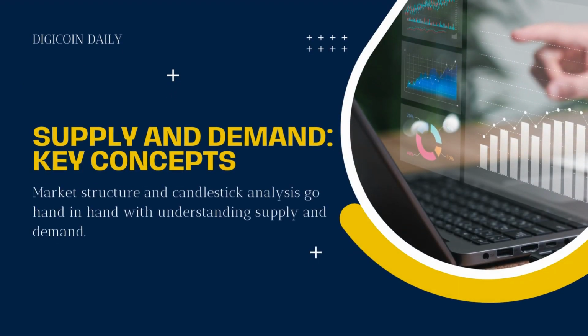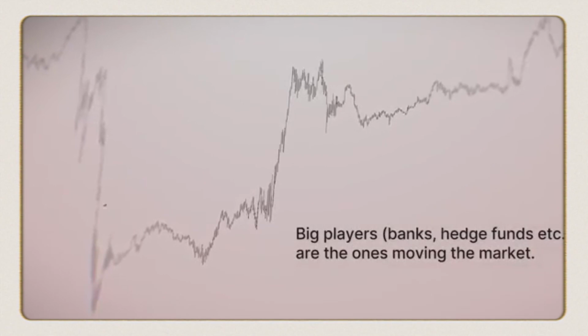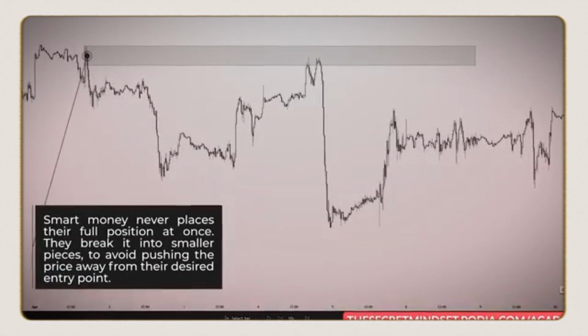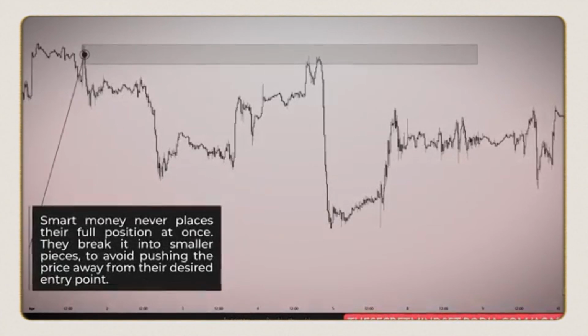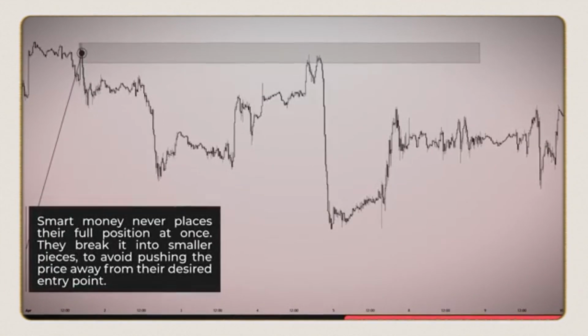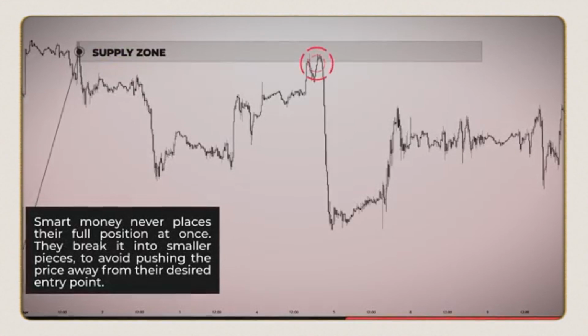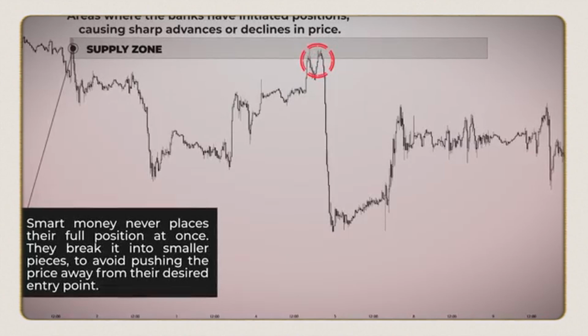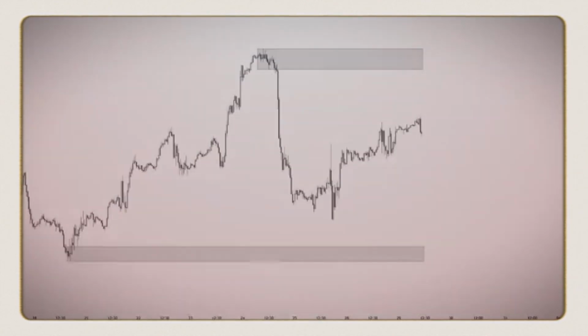Supply and demand, key concepts. Market structure and candlestick analysis go hand in hand with understanding supply and demand. As a day trader, you can't move the market on your own. This power lies with the big players who create imbalances in supply and demand. The smart money never places their full position at once. They break it into smaller parts to avoid pushing the price away from their desired entry point. This is where supply and demand zones come into play. Supply and demand zones are areas where banks have initiated positions, causing sharp price advances or declines.